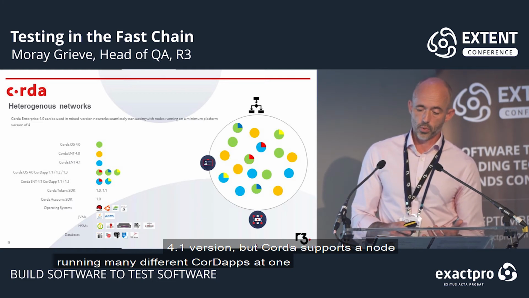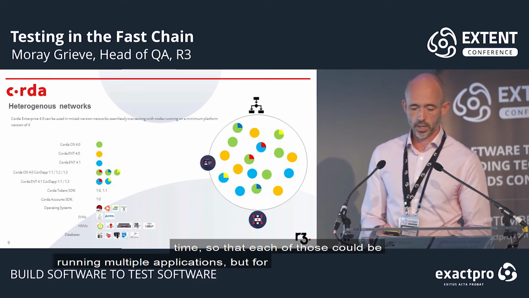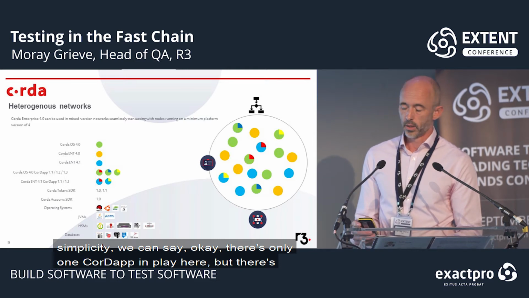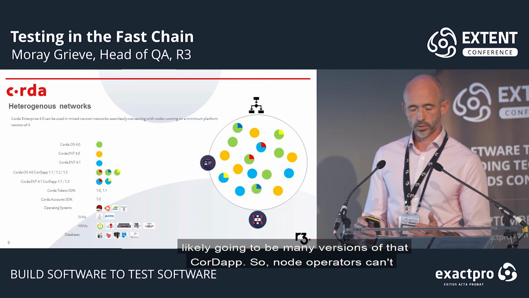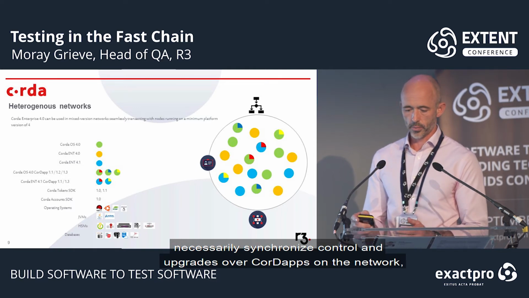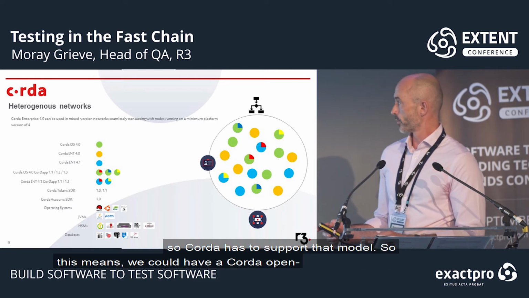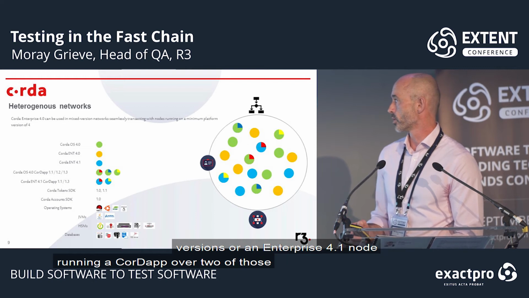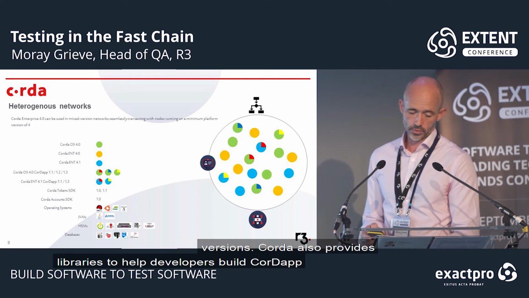But Corda supports a node running many different Corda apps at one time, so each of those could be running multiple applications. But for simplicity, we can say there's only one Corda app in play here, but there is likely going to be many versions of that Corda app. Node operators can't necessarily synchronize control and upgrades over Corda apps on the network, so Corda has to support that model. So this means we could have a Corda open source 4.0 node running a Corda app across three different versions, or an Enterprise 4.1 node running a Corda app over 2 of those versions.